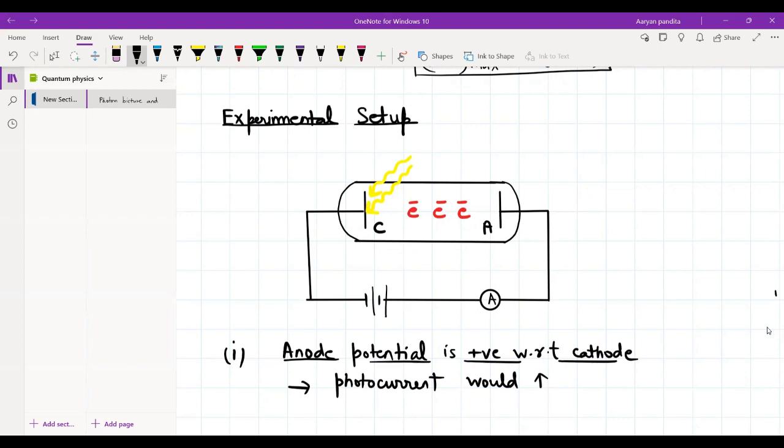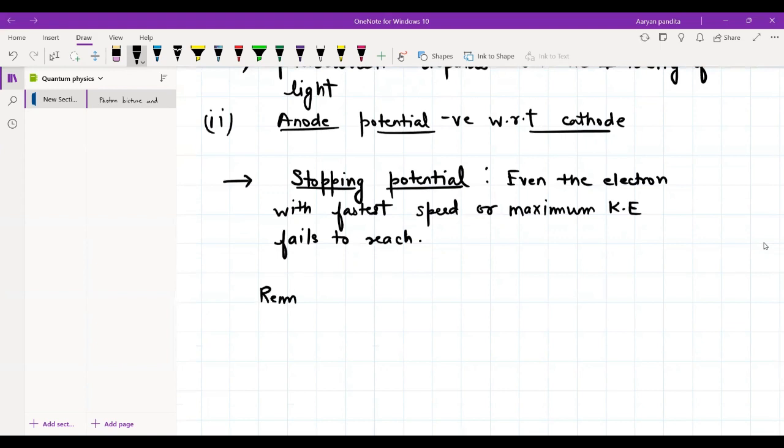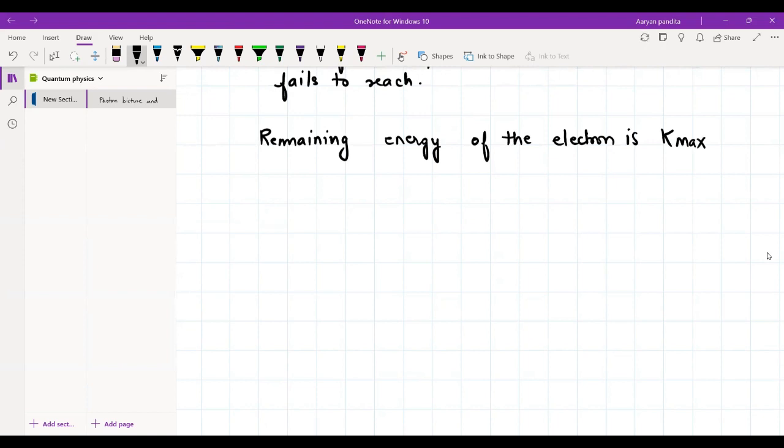in the kinetic energy. So when this electron reaches the anode, what is the total energy that remains? The remaining energy of the electron is its maximum kinetic energy, which was the energy when it came out of the cathode, because we are talking about the electron with the maximum kinetic energy, minus the increase in the potential energy, which leads to the decrease in the kinetic energy. So this would be the energy of the electron when it reaches the anode.